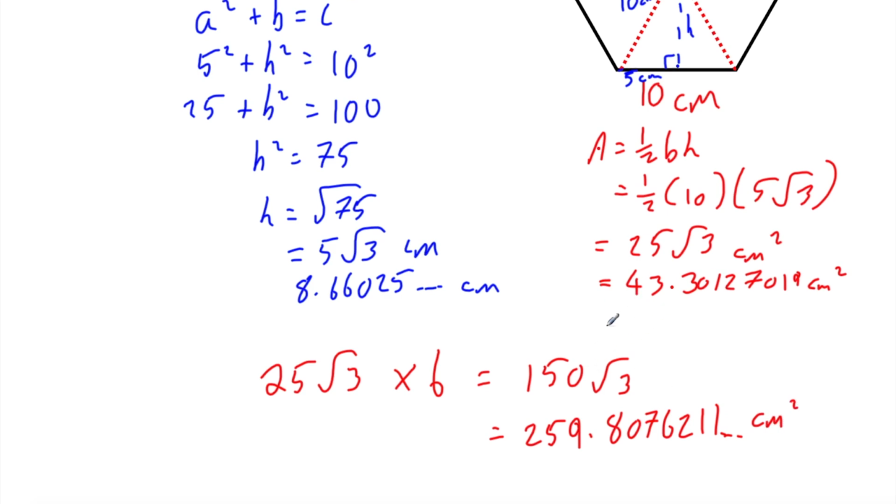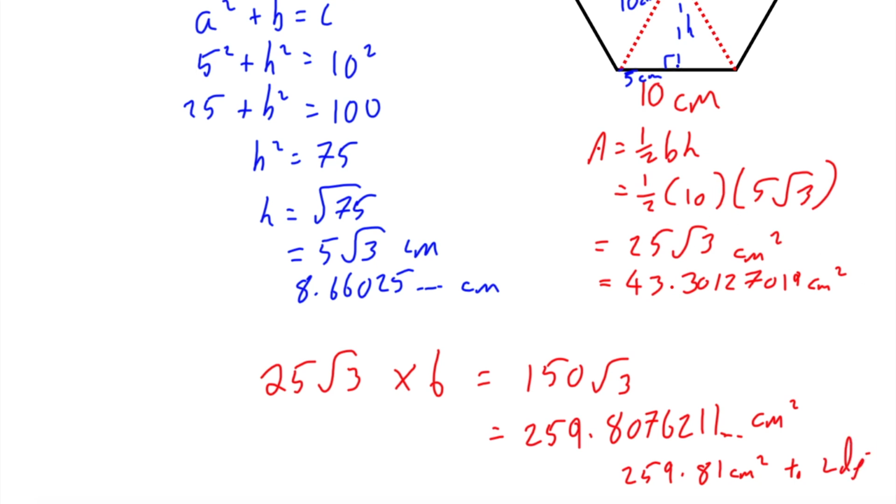And that's it. That's the area of the regular hexagon, 150 root 3, or 259.8076 and so on centimeters squared. And you could round that perhaps to 259.81 centimeters squared to 2 decimal places, to 2 dp.